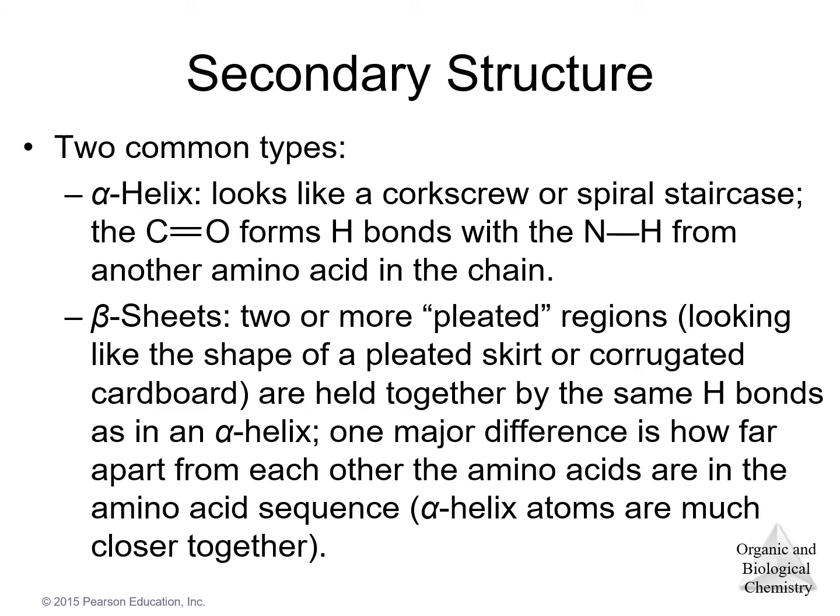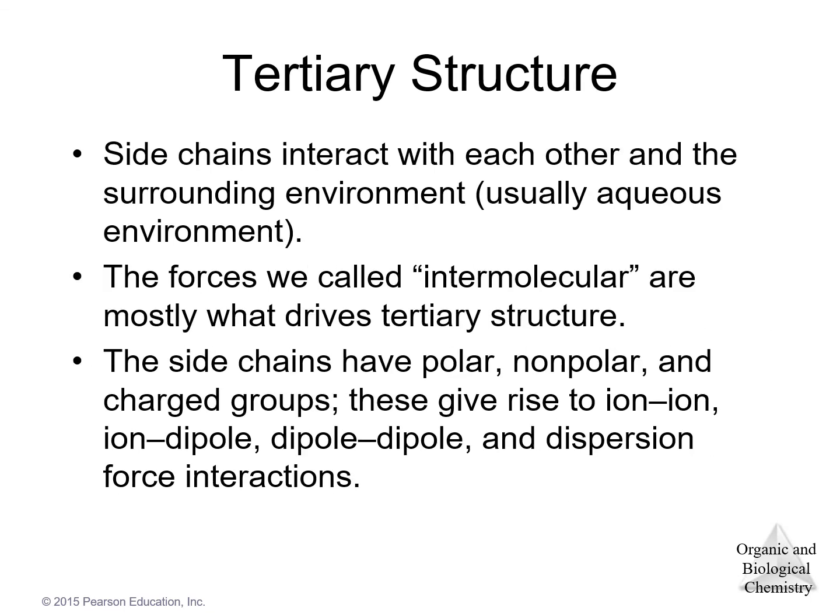They have secondary structure, so you got primary, secondary. You look at the alpha helix, and you also look at the beta sheets. We talk about that a lot in there about the structures. Now, the beta sheets are pleated regions looking like the shape of a pleated skirt. Now, your tertiary structure, they have side chains with other surroundings in the environment. Usually it's aqueous in nature. Those forces we call intermolecular because that's what drives it.